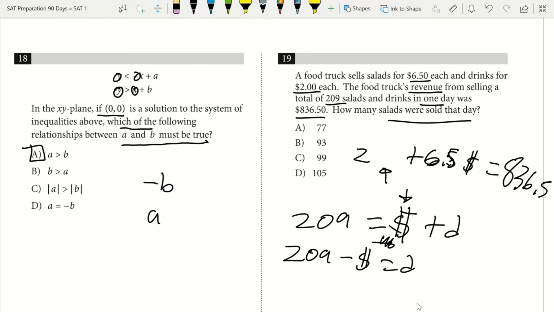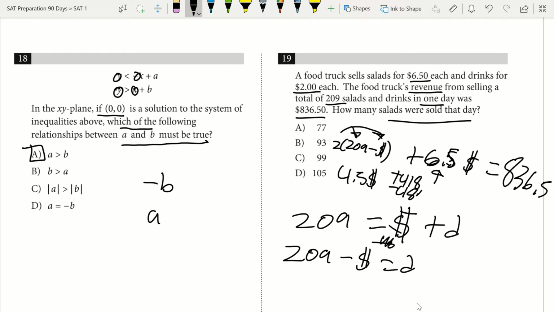So now we're going to have 2 times (209 minus S). We have to distribute our 2, obviously. What we're going to end up with is minus 2S plus the 6.5S, which will leave us with 4.5S. So 4.5S, and then 2 times 209 gives us 418, so plus 418. We subtract 418 from each side to get rid of it.